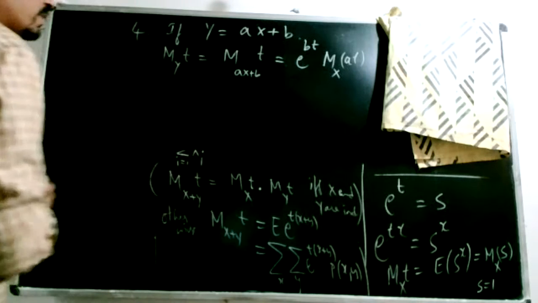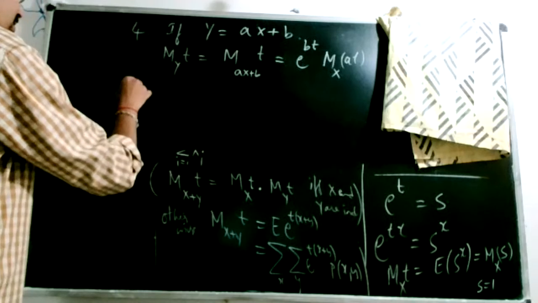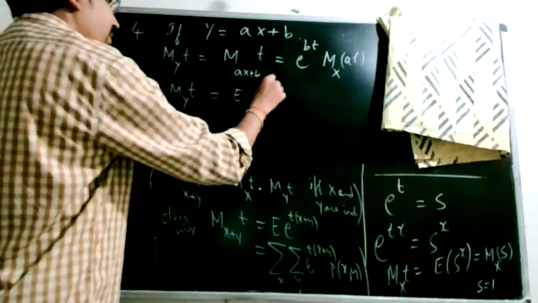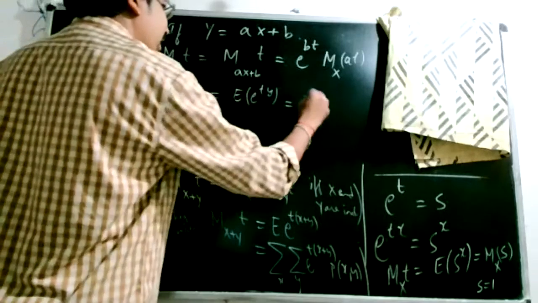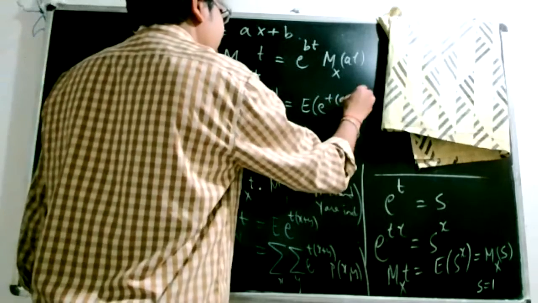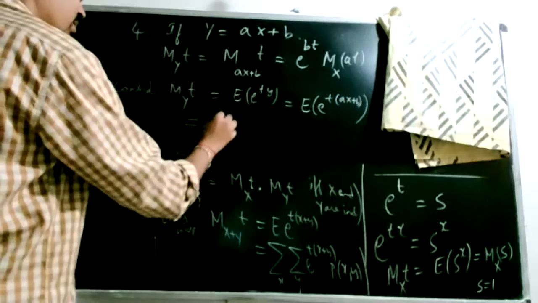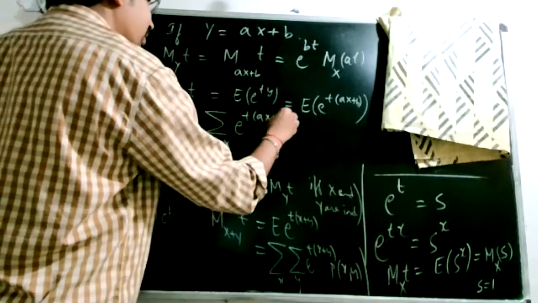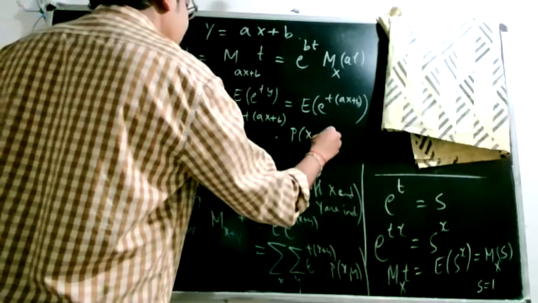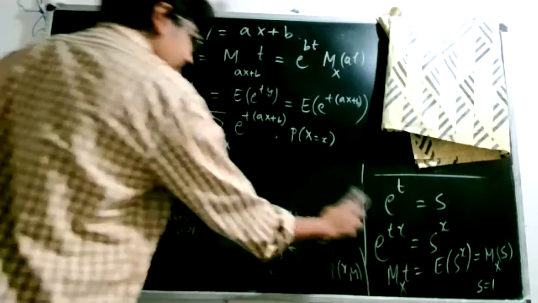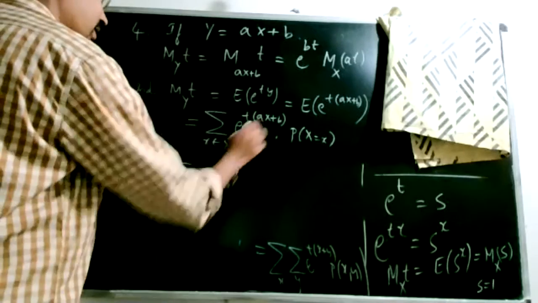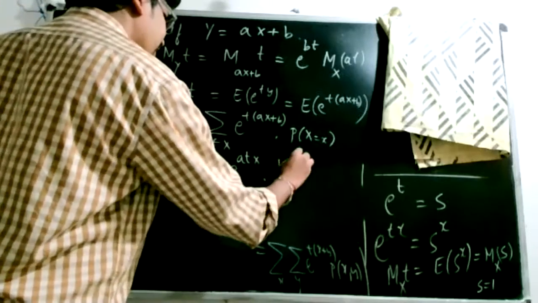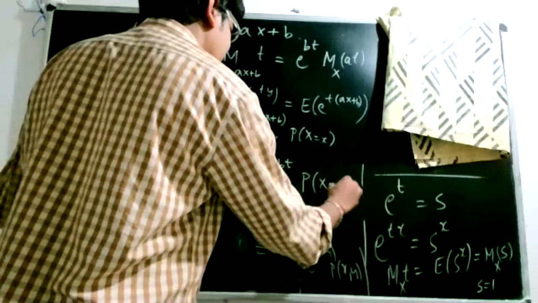So let us see how to prove this. We'll be using the definition. So consider My(t) by definition, that is the expectation of e^(ty), but y is nothing but ax plus b. So this will be a summation. As said, I'll be proving for the discrete case. You have to do the same thing for the continuous case, with the probability function p(x). So when you simplify this, you will get e^(atx) into e^(bt), which is a constant, so it can be taken outside the summation sign.